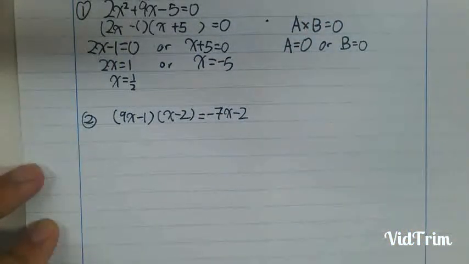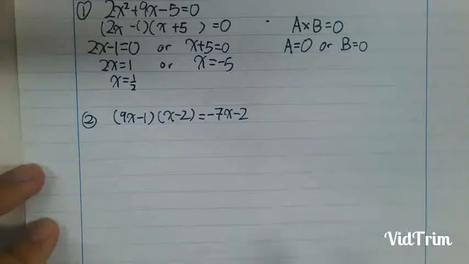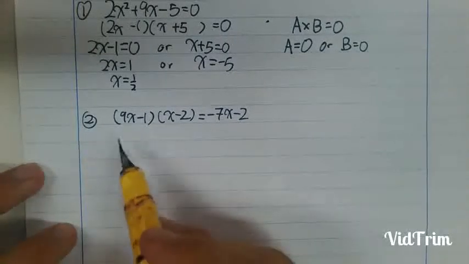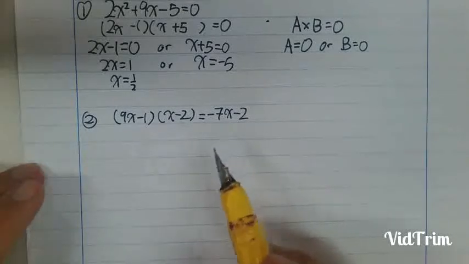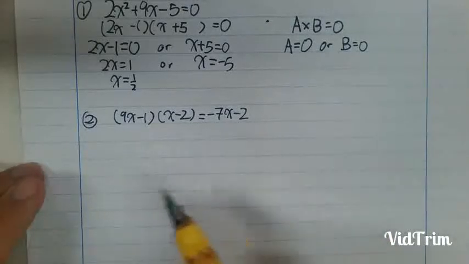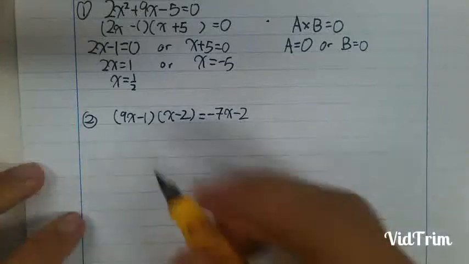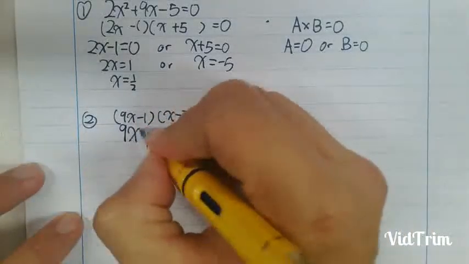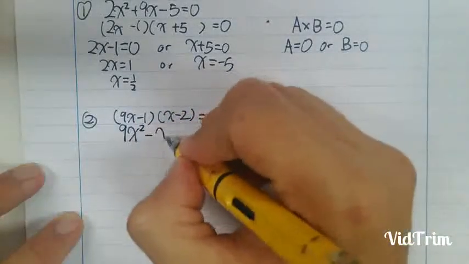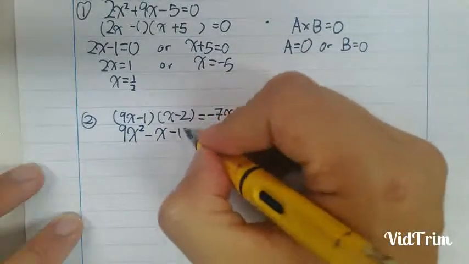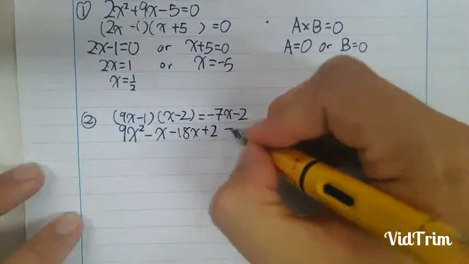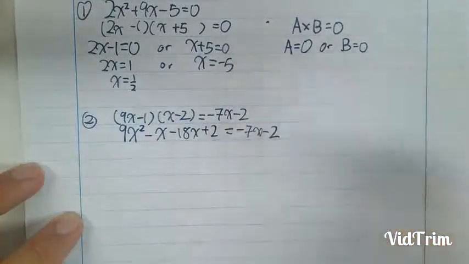Question 2. Again, we have a quadratic equation. First, in order to solve this, you have to collect all terms on the left hand side. But let us try to expand this first. A quick expansion will give me 9x squared minus x minus 18x plus 2 equals negative 7x minus 2.